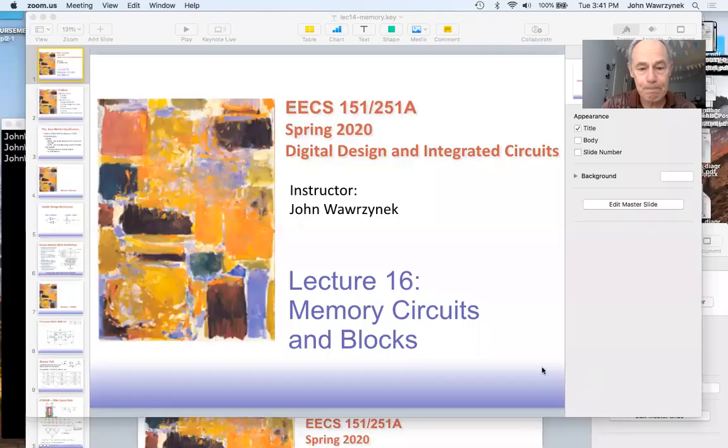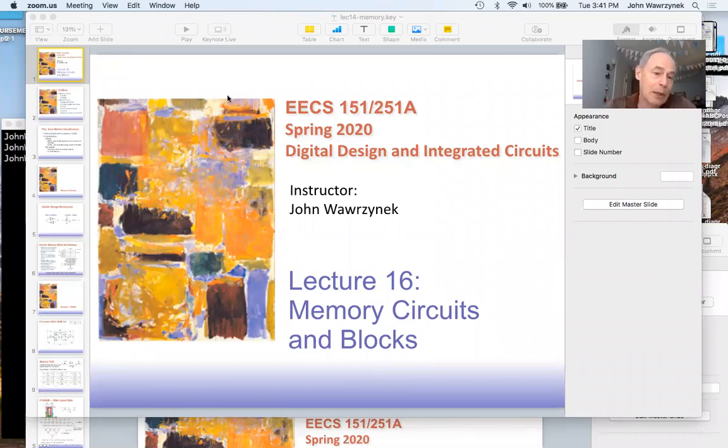We were talking about memories. Last time we talked mainly about memory circuits, and this time I'm going to focus more on memory blocks. This shouldn't take the whole hour and a half. I think we'll finish this lecture up, and then we're going to move on to talking about parallelism.